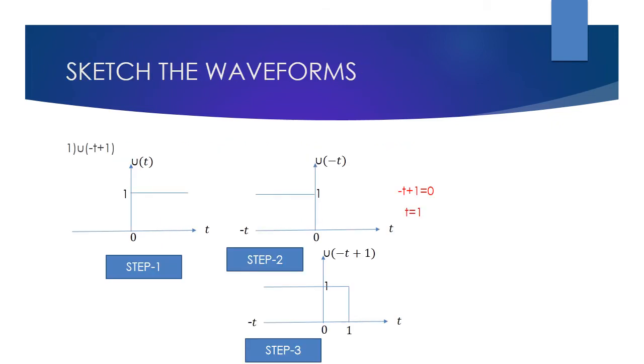Now we are going to solve some problems. That is, we are going to sketch the waveforms. So first problem, u of minus t plus 1. U means we know it is unit step signal. So first you have to draw u of t. It ranges from 0 to infinity, its value is equal to 1. That already we know, unit step signal.